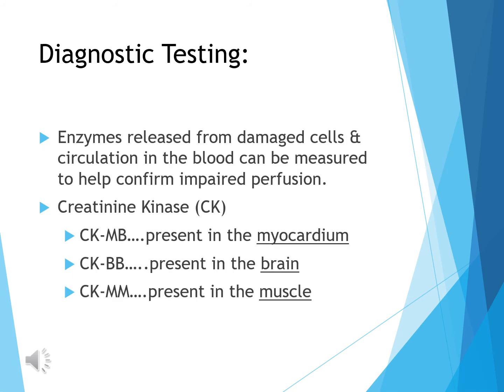Diagnostic tests, especially our lab tests, will have enzymes that are released from damaged cells and circulate in the blood that can be measured to help confirm impaired perfusion. Creatinine kinase, or CK, is one of the tests that we look at. There are 3 different ones, though, that you need to be aware of. CKMB is present in the myocardium, CKBB is present in the brain, and CKMM is present in the muscle. So depending on what tissue impairment we have, we'll be looking at a different type of creatinine kinase.